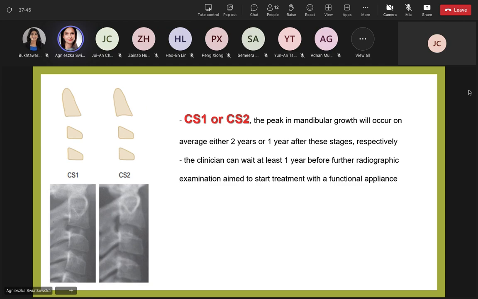Cervical vertebral maturation stage 1 or 2. Okay, so this stage is the first stage. Usually we expect this stage when the person is under 10 years old. So this is the typical stage for this person. Stage 2, we have a person a little older, but still we don't expect intensive growth at the moment. We are waiting for the spurt of growth.